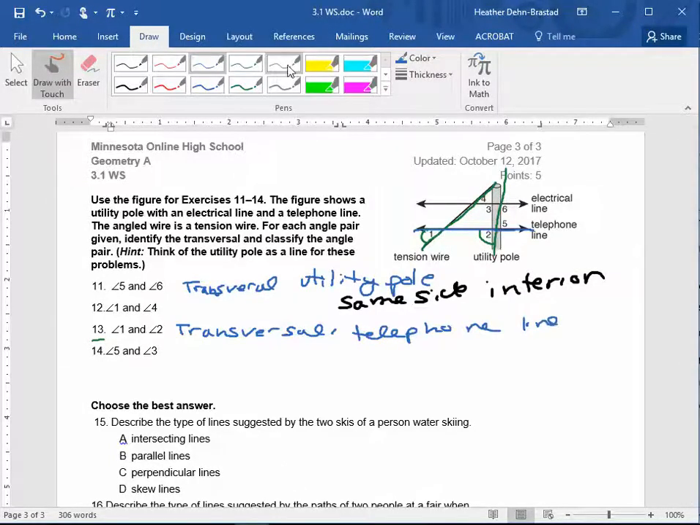Now we need to think about what is the relationship between angle 1 and angle 2. Well, they're both below the transversal. The telephone line is the transversal. They're both under that. One of them is above the tension wire and the other one is above the utility pole. They're both above and below, so they're in the same place. These are corresponding angles.